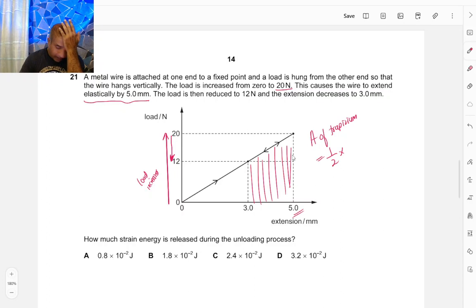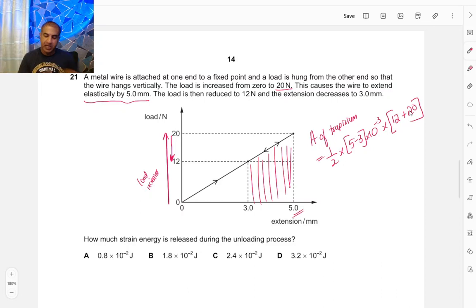Oh, it is correct. So let's find it out. Because there is no difference between the two areas, this means it is correct. Half into height. So height is going to be 5 minus 3 into 10 raised to power minus 3, and multiplied by the sum of the parallel sides. So the sum of the parallel sides is going to be 12 plus 20. That makes sense.